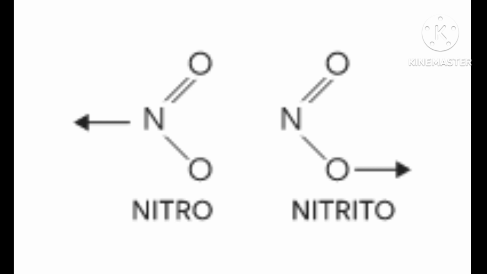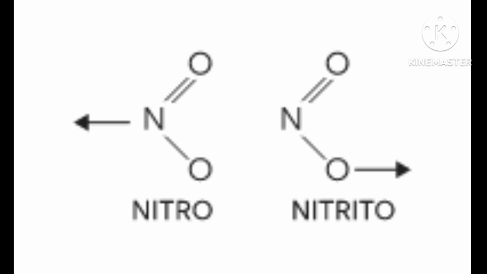Examples of such ligands are NO2 1 minus, nitrite. This is an example of an ambidentate ligand because the central metal ion can link with nitrogen and also with oxygen. Since N and O are both present, it can join from both ends, from N also and from O also.